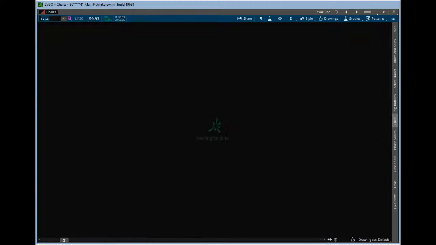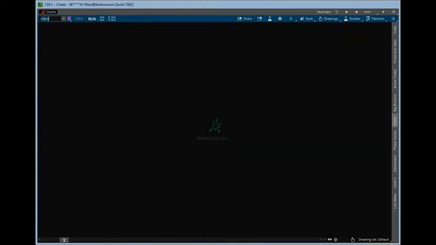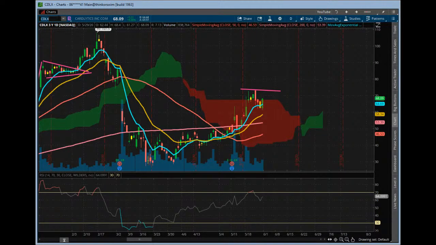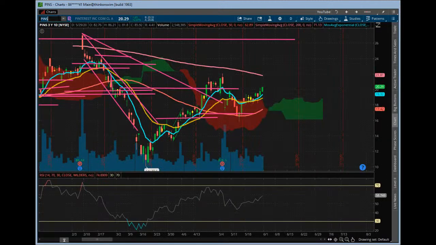LVGO. Inside day hammer with a rising 80 MA, so see if there's a follow to the upside on that one. CDLX. Nice engulfing candle on Friday, getting back over the cloud, so let's see if you can come back and test those levels above. ESTC. Nice inside day up on that one.